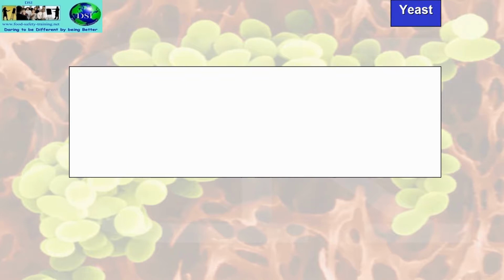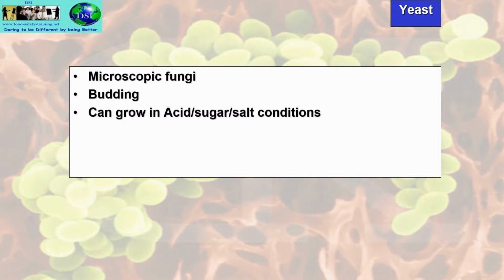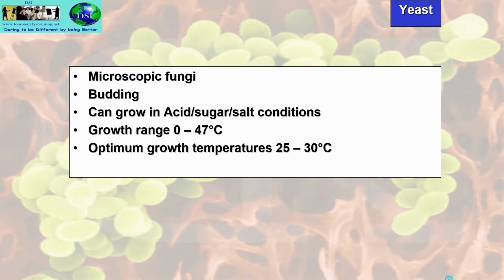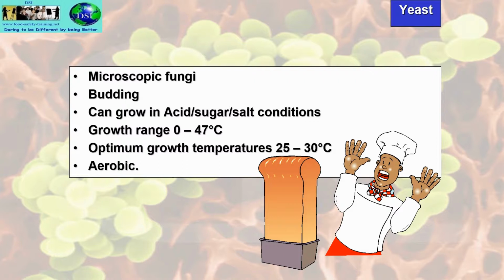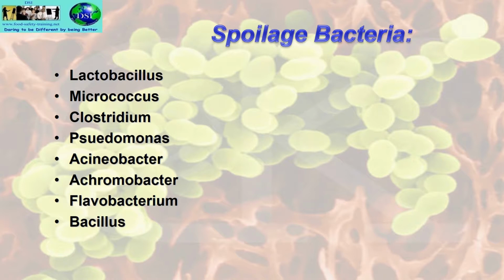Yeast are microscopic fungi. They multiply by budding. They can grow in acid, sugar, and salt conditions. Growth range is 0 to 47 degrees C. The optimum growth temperatures are 25 to 30 degrees C. And again, it's aerobic. It requires oxygen in order to multiply. Spoilage bacteria. We've got lactobacillus, micrococcus, clostridium, pseudomonas, acinobacter, acromobacter, flavobacterium, and bacillus.